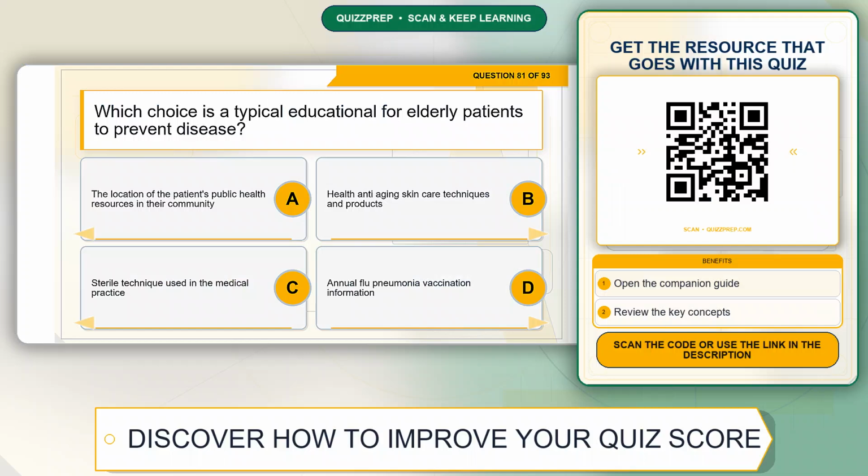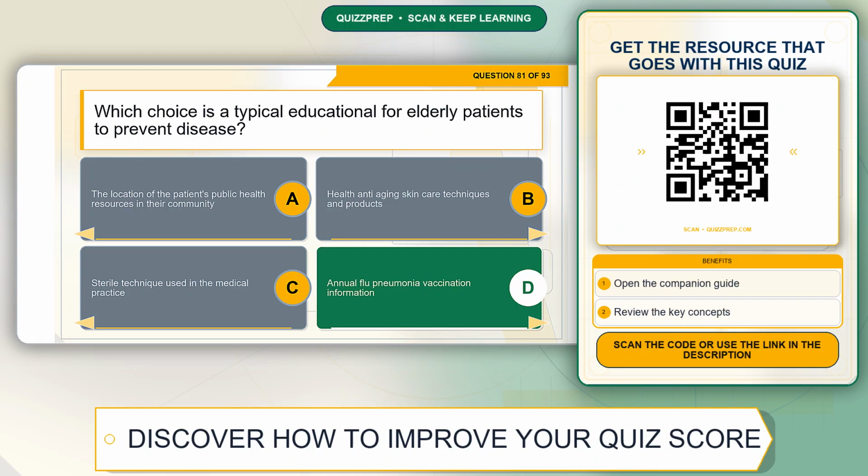Question 81. Which choice is a typical educational topic for elderly patients to prevent disease? Option A, the location of the patient's public health resources in their community. Option B, healthy anti-aging skin care techniques and products. Option C, sterile technique used in the medical practice. Option D, annual flu and pneumonia vaccination information. The correct answer is option D, annual flu and pneumonia vaccination information.